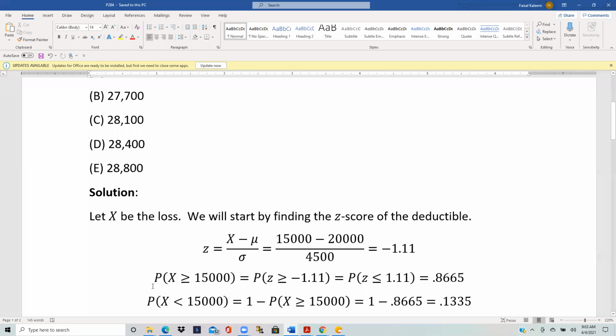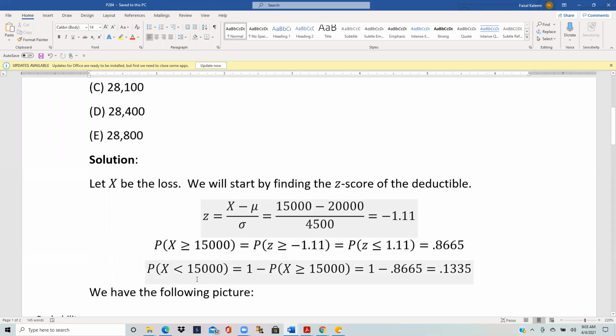we want the probability x is greater than or equal to the deductible, and that will be equal to the probability z is greater than or equal to negative 1.11, because that's the z-score corresponding to a 15,000 loss. So that's equal to the probability z is less than or equal to 1.11, so that's 0.8665, and so the probability x is less than 15,000 will be 1 minus the probability greater than or equal to 15,000, which equals 1 minus 0.8665 equals 0.1335.